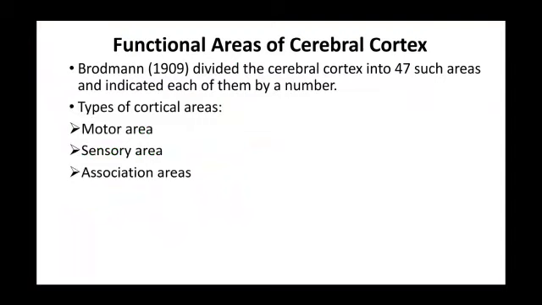So, functional areas of cerebral cortex. Brodmann in 1909 divided the cerebral cortex into 47 such areas and indicated each of them by a number. The types of cortical areas are motor area, sensory area, and association areas.